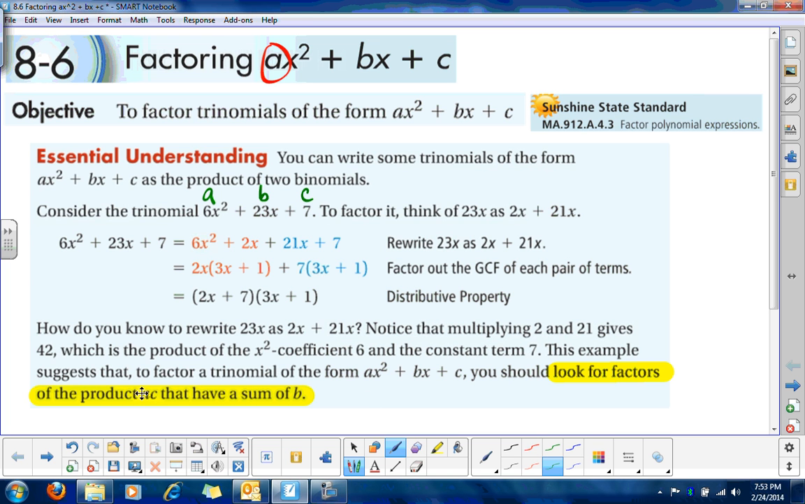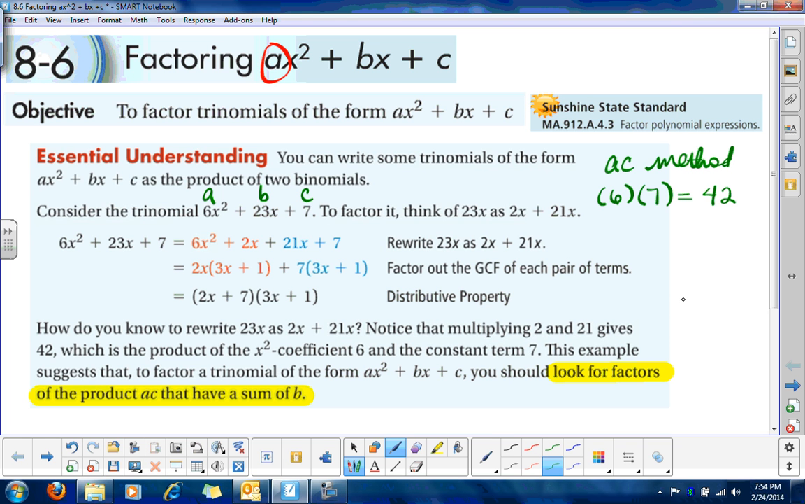So here we have AC. We want to find A times C. So A is 6 and C is 7. So we're going to look using the AC method. Using the AC method, we're going to multiply 6 times 7. And of course, that's going to be 42.